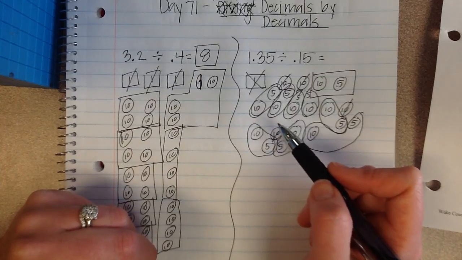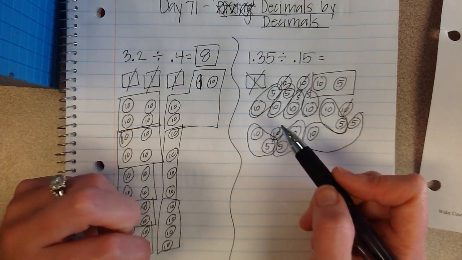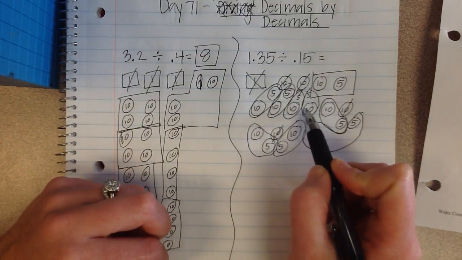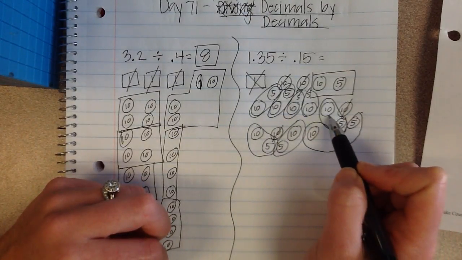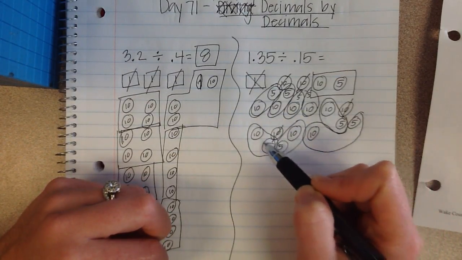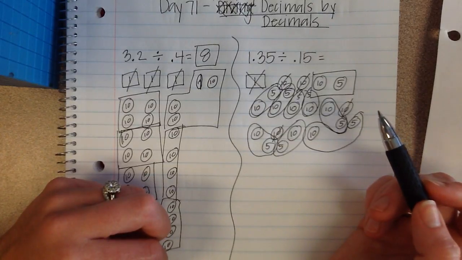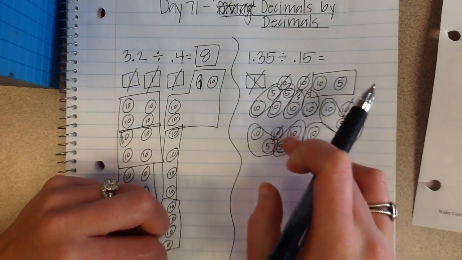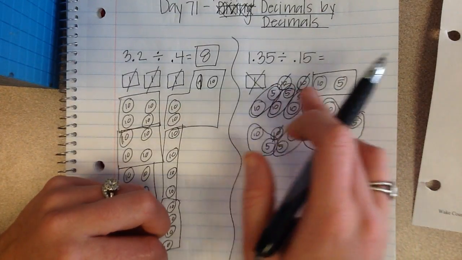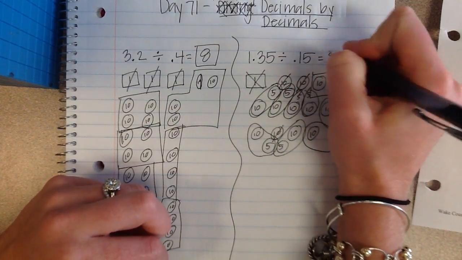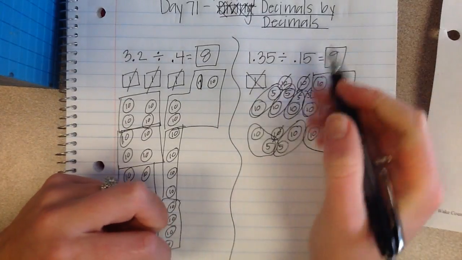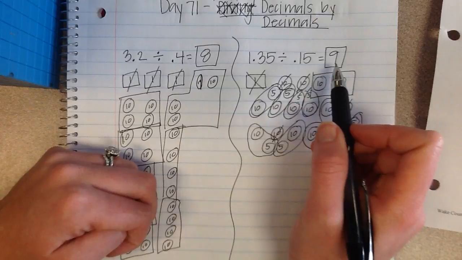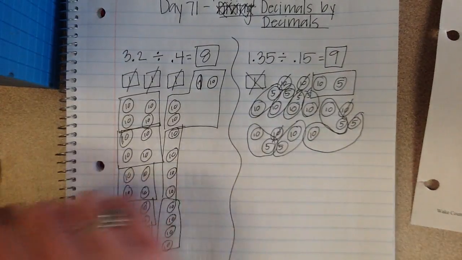I had to break some dimes down into nickels. So 1, 2, 3, 4, 5, 6, 7, 8, 9. Let me count again. 1, 2, 3, 4, 5, 6, 7, 8, 9. So my answer is 9. And because my B is a decimal, I know my C, or my answer, should be a whole number.